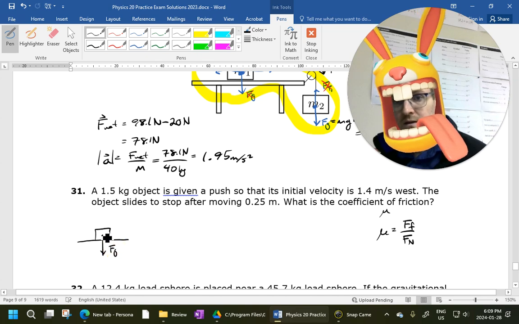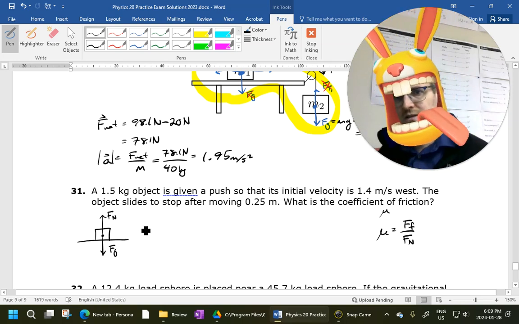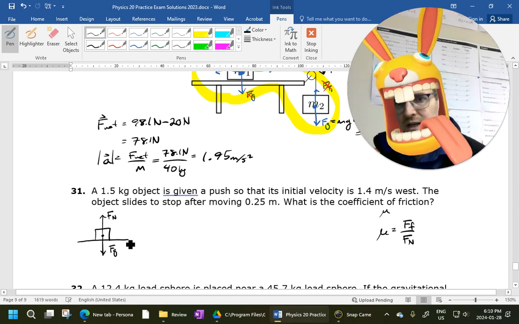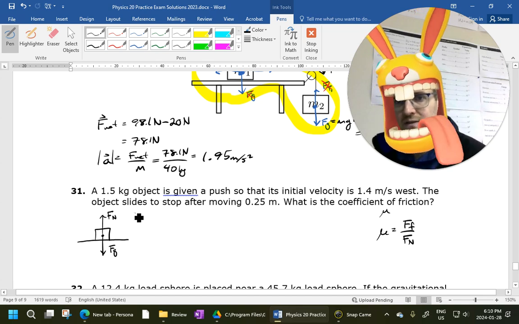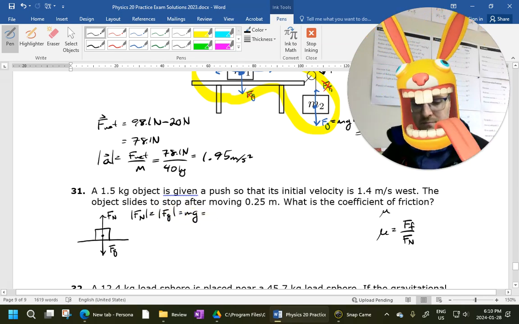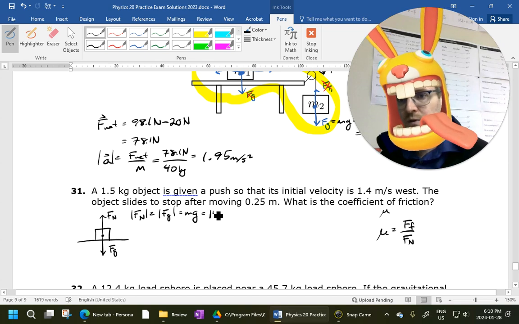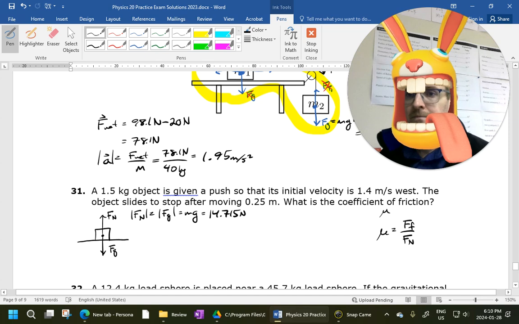Gravity and the normal force will probably balance each other out. Assume the other force is a push directly sideways. These two forces will balance each other out, so Fn and Fg have the same magnitude, opposite direction but same magnitude. So if I go mass times gravity, I'm going to find both those magnitudes. So I get 14.715 newtons. Okay, so that's half my battle.